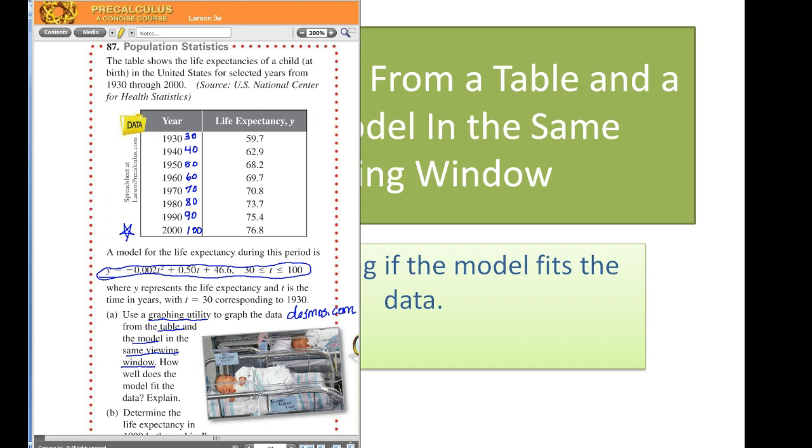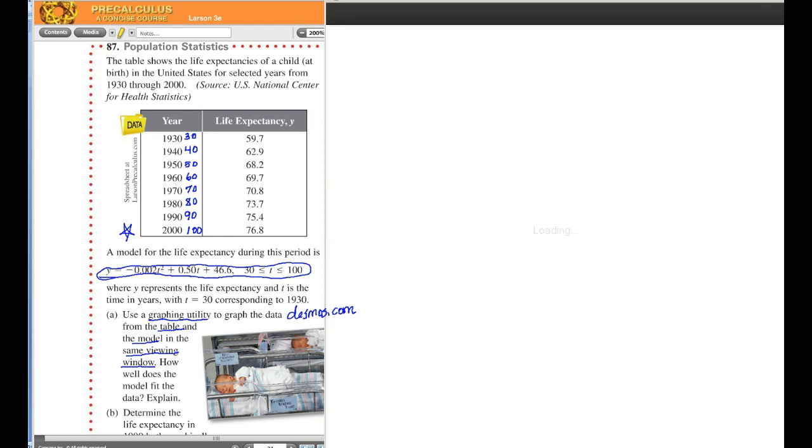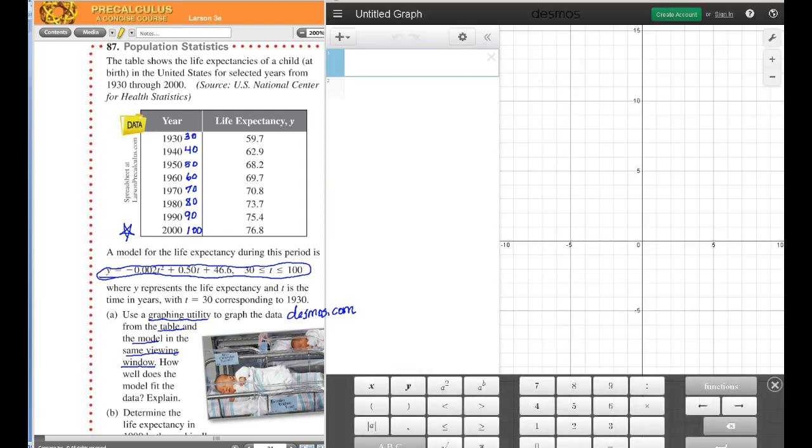We're going to go to Desmos.com, and I'm just going to open it up on the same page here. We're going to do Start Graphing. Let's give it a minute to open up. The first thing I'm going to do is put the model in first, just because I feel like doing that. I am going to put y equals negative 0.002, and we need to use x because Desmos doesn't know about t. It just works in x and y. So we're going to do x squared plus 0.50x plus 46.6. Whatever you're given, you want to work in x and y.